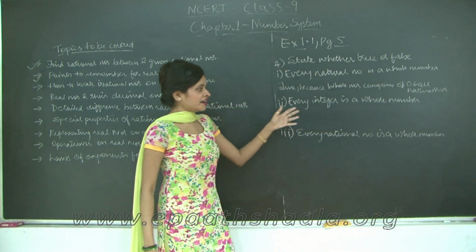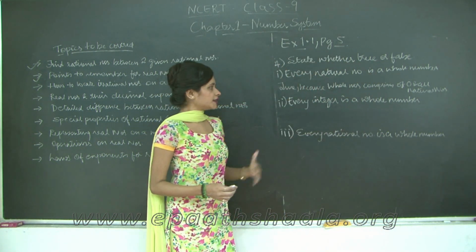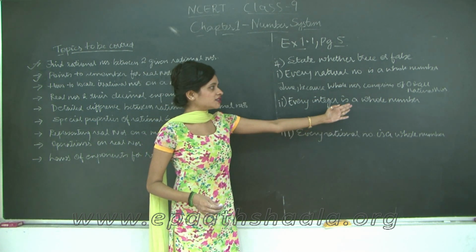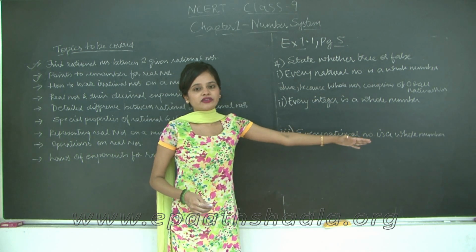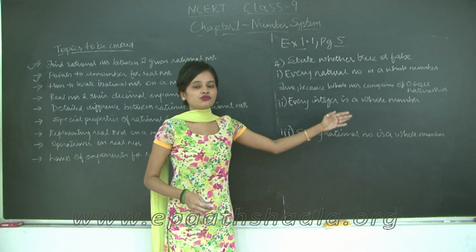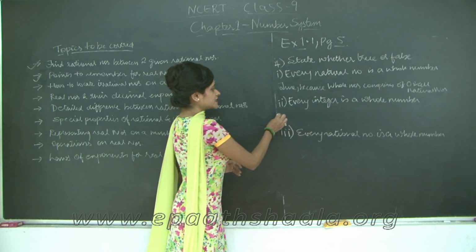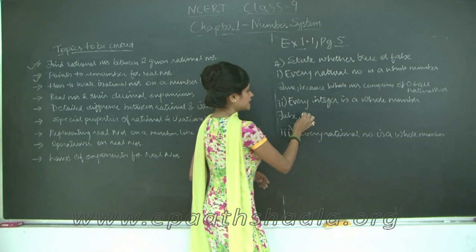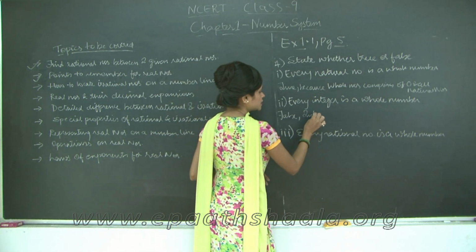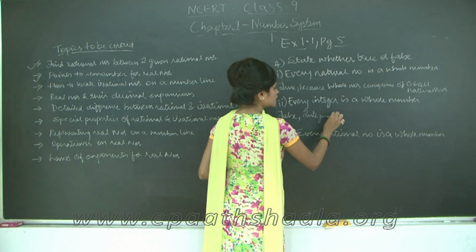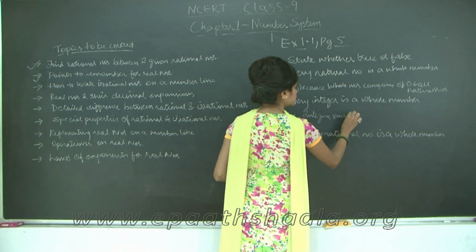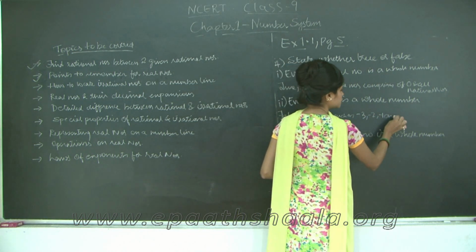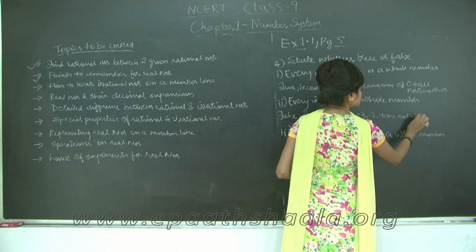Right? Every integer is a whole number. This is a false statement. Why? Because integers have negative numbers, whereas whole numbers are only from 0 to positive infinity, that is 0, 1, 2, 3 and all the positive numbers. So this statement is false, and you just need to give an example. Let's say because integers such as -3, -2, -1 are not whole numbers.